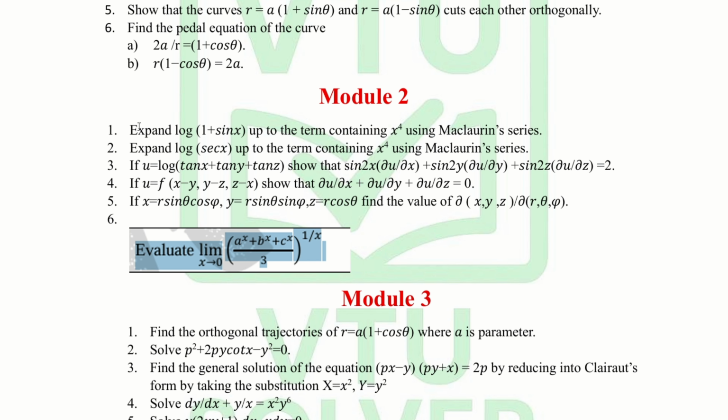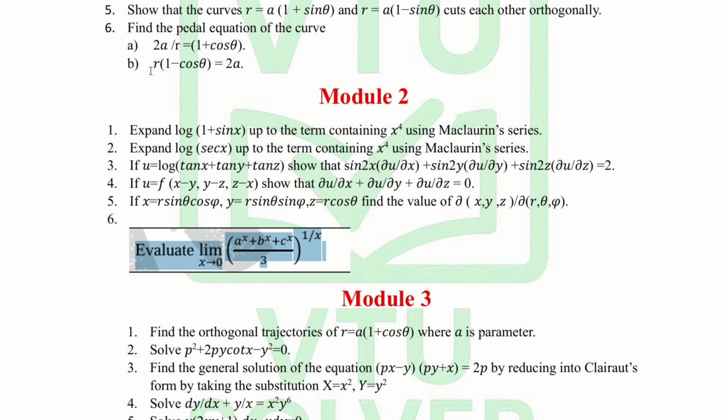The second module, first question: expand log of (1 plus sin x) up to the term containing x power 4 using Maclaurin series. And the second question is: expand log of sec x up to the term containing x power 4 using Maclaurin series. And the third question is: if u is equal to log of (tan x plus tan y plus tan z), show that sin 2x dou u by dou x plus sin 2y dou u by dou y plus sin 2z dou u by dou z is equal to 2.